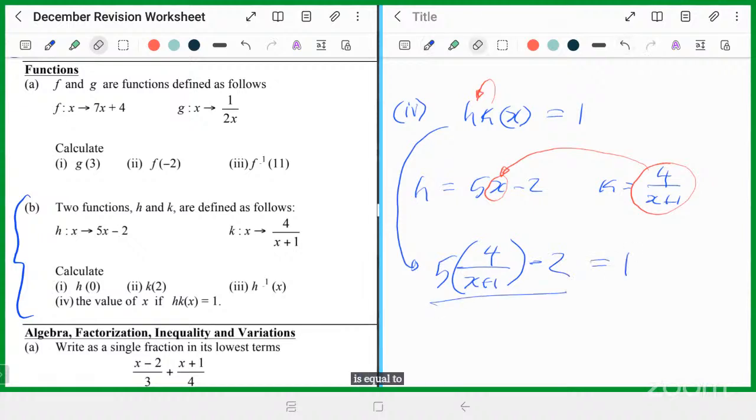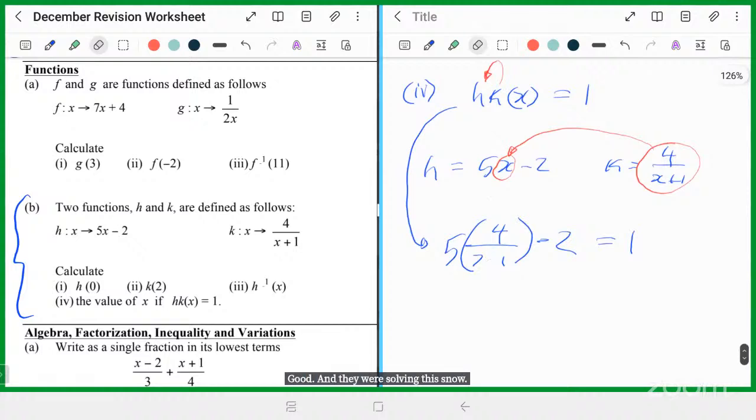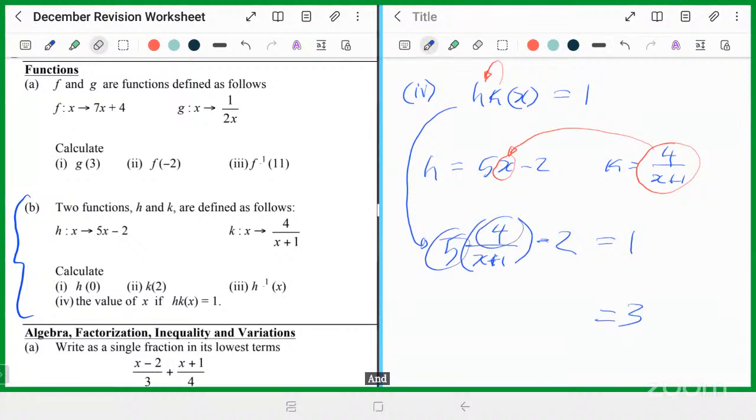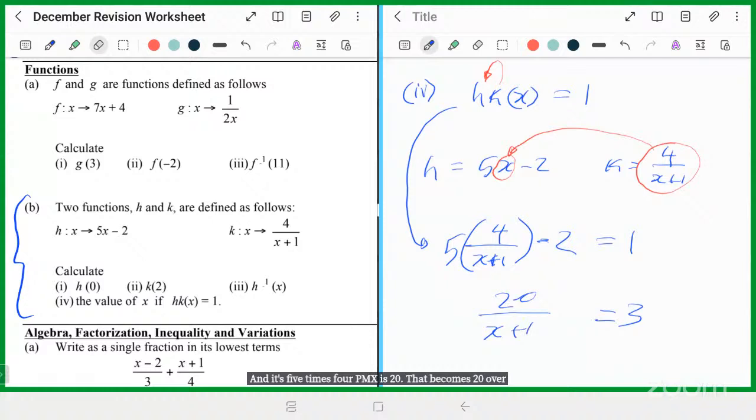Understand that? Good. Solving this now for the x. So this negative 2 goes over and adds to that to give me a 3 on the right side. And it's 5 times 4 makes it 20. So it becomes 20 over x plus 1 equals 3.